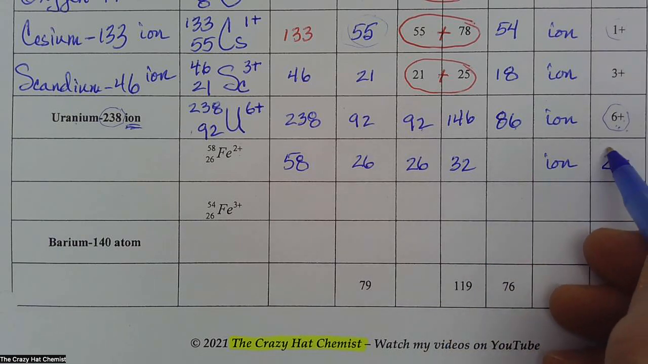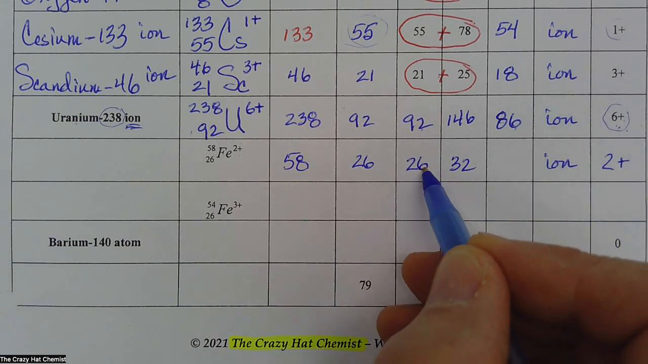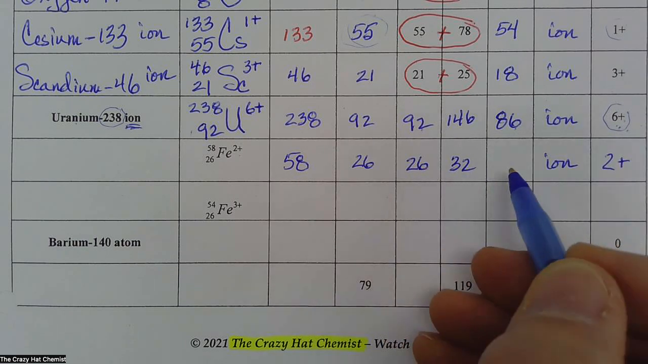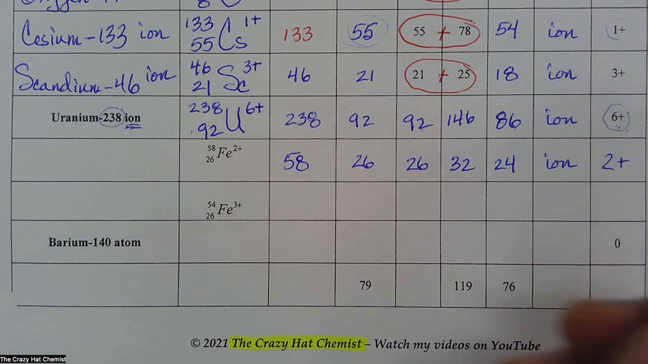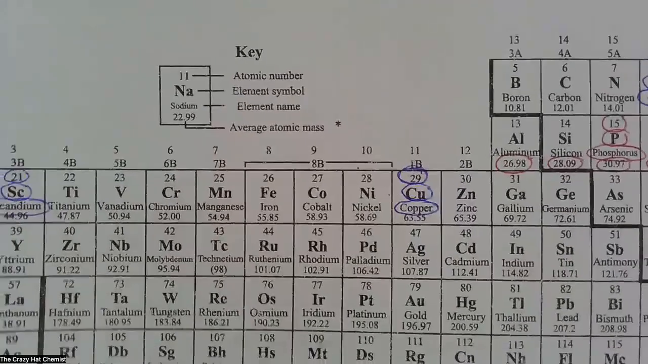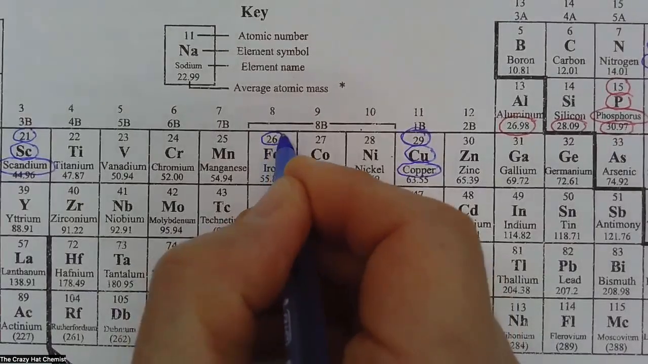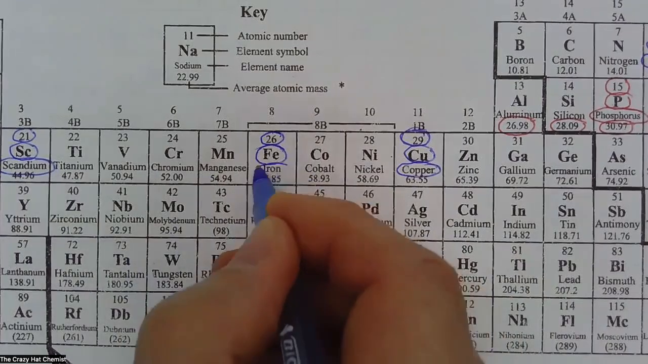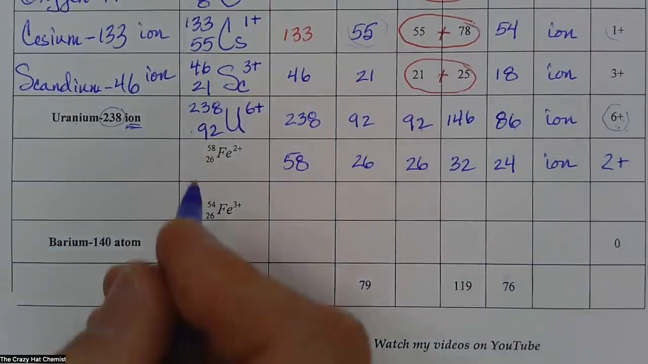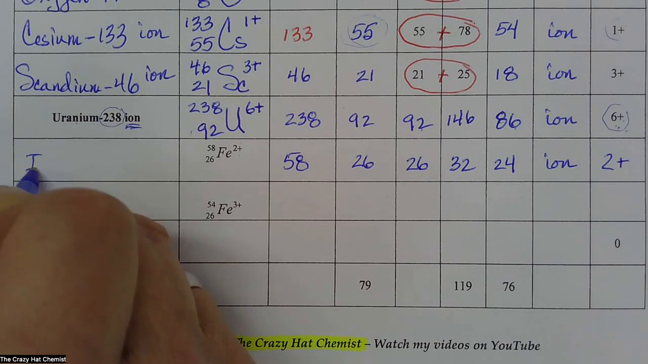Now I need to figure out the number of electrons. So there are 2 more protons than there are electrons. So 2 more of these protons than electrons. So that would be 24 electrons. That would give me that +2 charge. So I'm going to look on my periodic table and I'm going to find element number 26. Element number 26 is right here. That's 26. That's capital F, lowercase e. That is for iron. So that's matching that Fe. This is for iron.